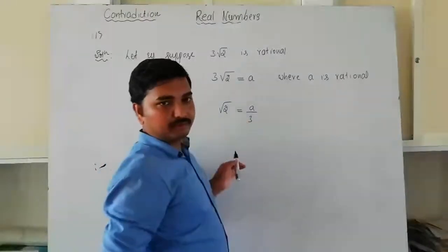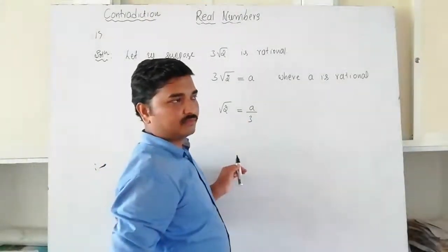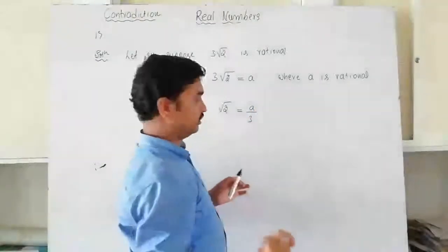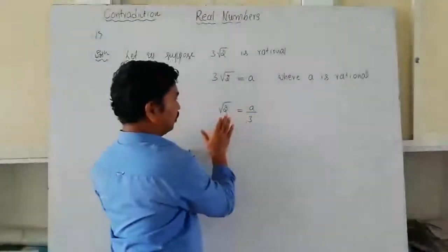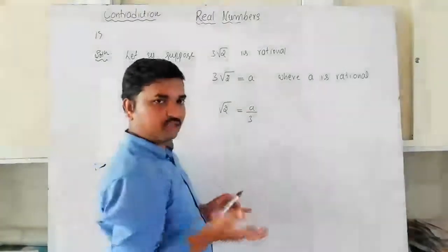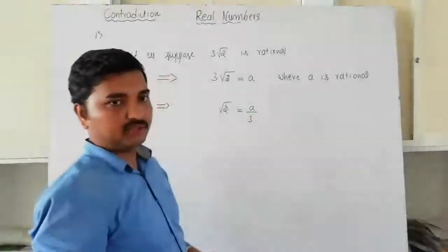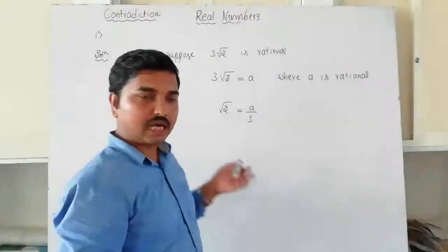3 is what type of number? Rational number. Rational number by rational number means the answer is rational. Right side is rational. What about the left hand side? Irrational. It's given in the problem itself. Irrational number is equal to rational number. It will never happen. It is a contradiction. Wrong statement. Write the conclusion.